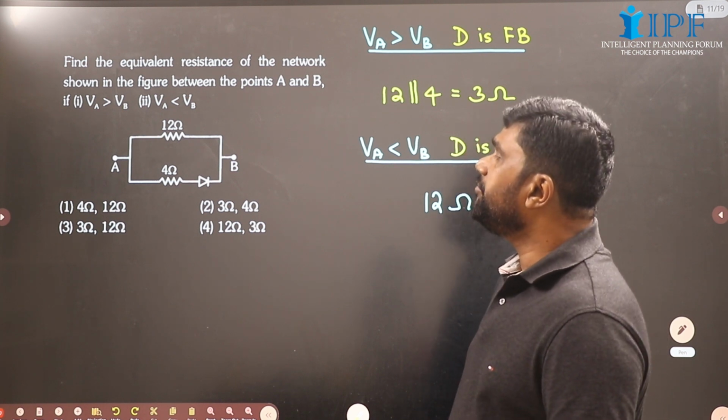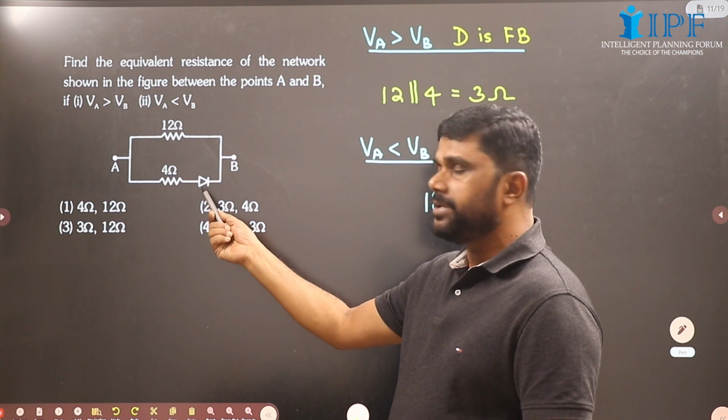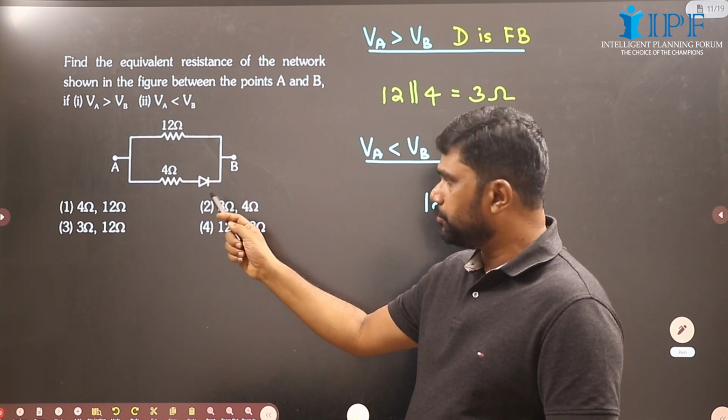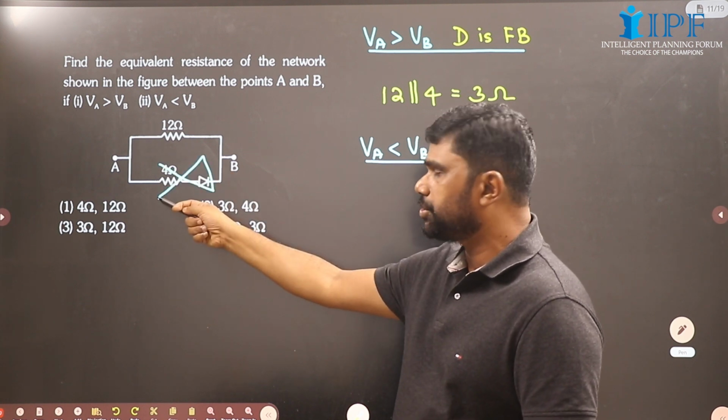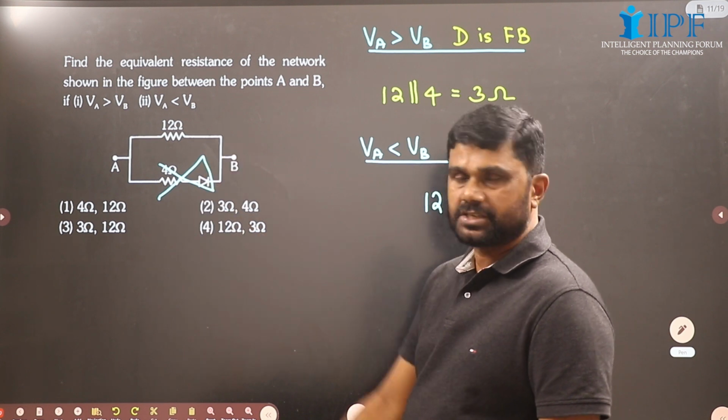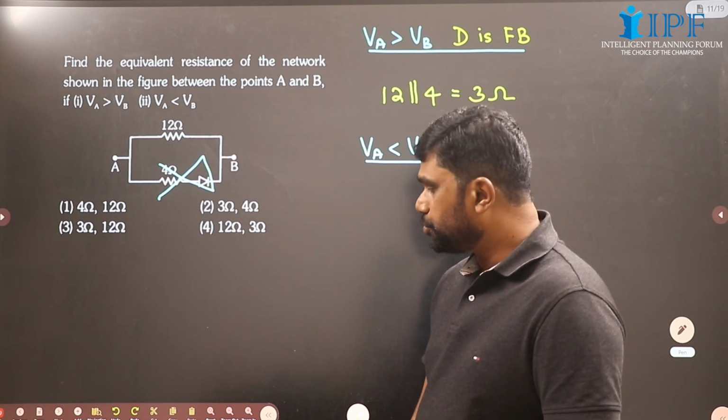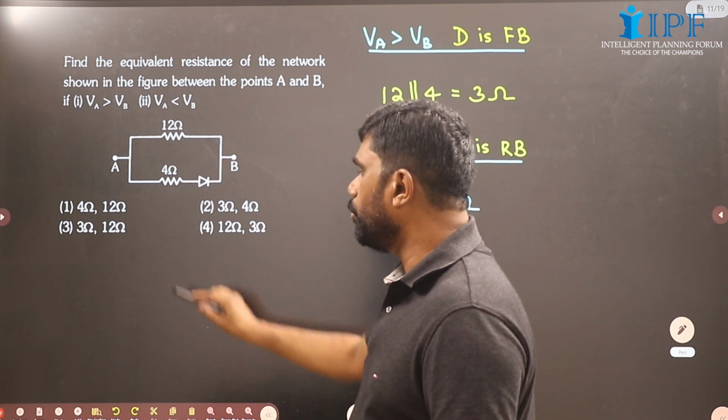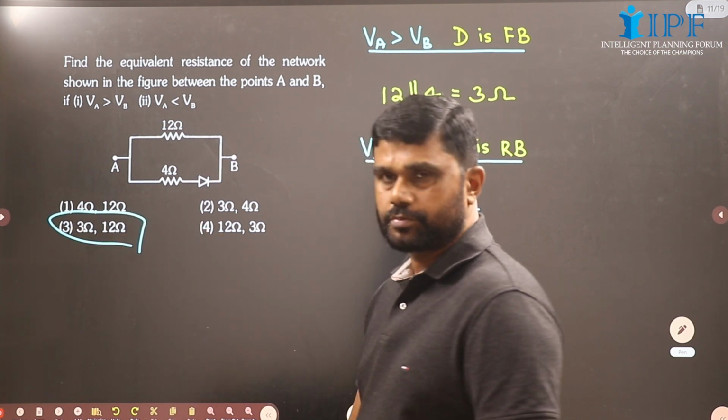And when VA is less than VB, this will be reverse biased and in non-conducting mode. So this won't come in the circuit. So the only resistance in the circuit will be 12 ohm. So in the two cases, 3 ohm and 12 ohm. This must be the correct option.